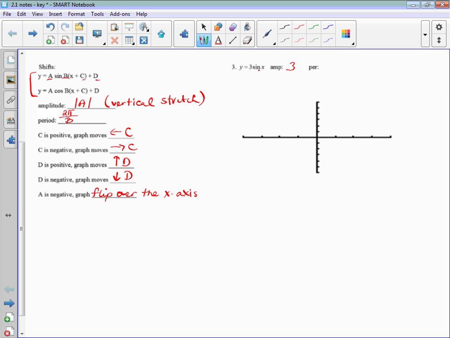All right, what about the period? Is there any number right in front of x? No, so it's just going to be the same as the parent graph. The period will be 2 pi. What that means is your x-axis labels are just like we did with the parent graph. So we've got pi over 2, pi, 3 pi over 2, and 2 pi. Do your negatives. Make sure you label your y-axis.